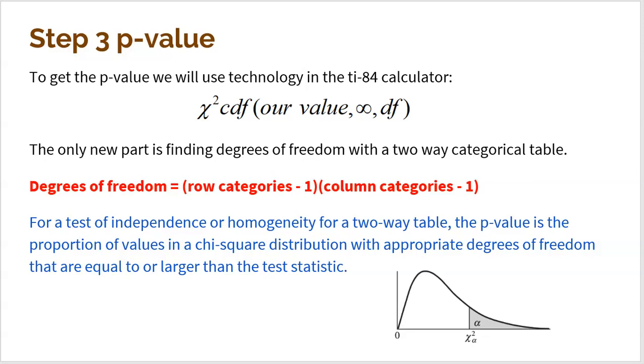So for a test of independence or homogeneity for a two-way table, the p-value is the proportion of values in a chi-squared distribution with appropriate degrees of freedom that are equal to or larger than your chi-squared test statistic. So remember, a chi-squared model is skewed to the right because you can only have positive values since there's a square involved in the formula. So your chi-squared number is going to fall somewhere on this model. Remember, it's just like a sampling distribution that has tons and tons of z-scores or t-scores. A chi-squared model has tons and tons of chi-squared values.